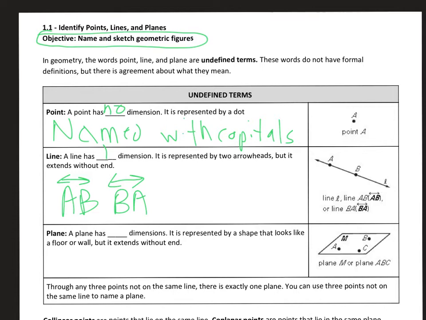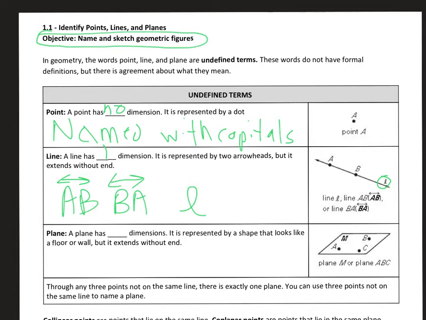We can also name lines with a single letter, and that's where this little cursive L comes in. So we could call that line L. Now that's going to be a little less common because that can get confusing at certain points. So just think that we'll be naming lines mostly based off of their points, right?